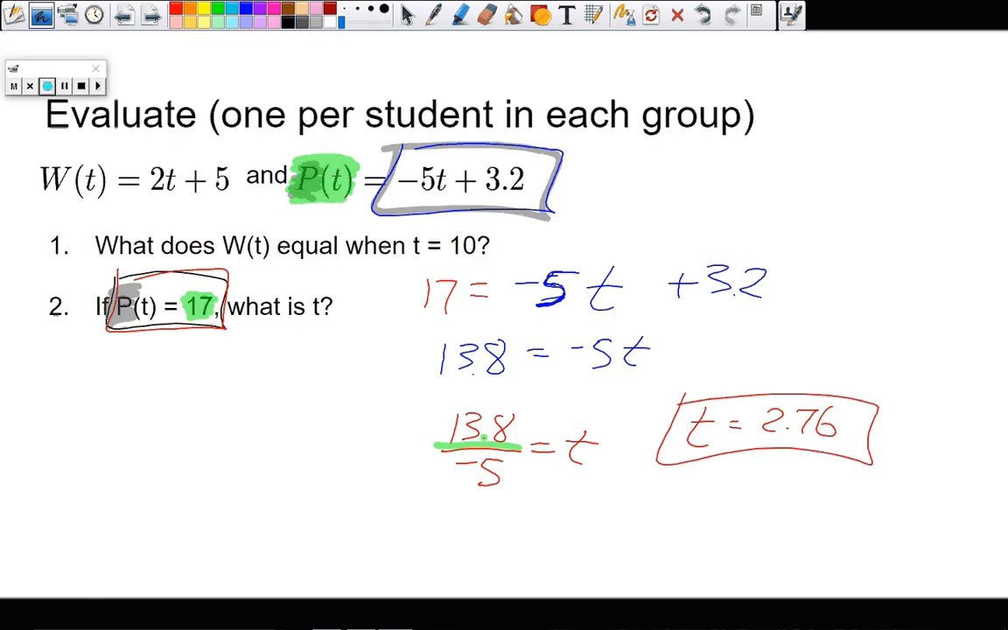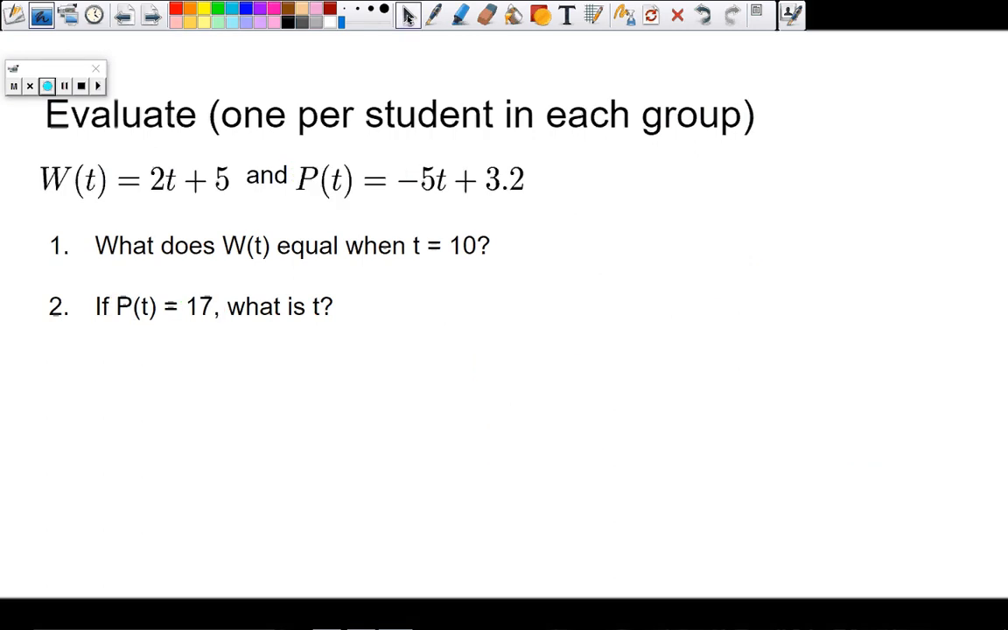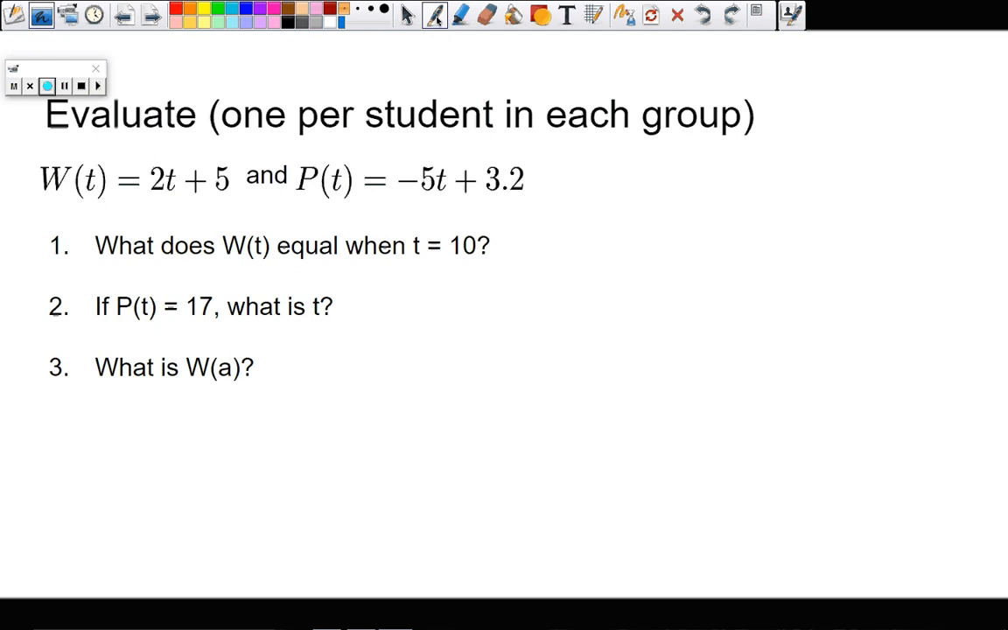So notice what we did. Don't get into a routine of, okay, I see this, I do this, I see this. No. Think about what you were given and what you're looking for. Here I was given the output. I'm solving backwards to look for the input. The first one I was given the input, and I solved just regular forward to get the output.